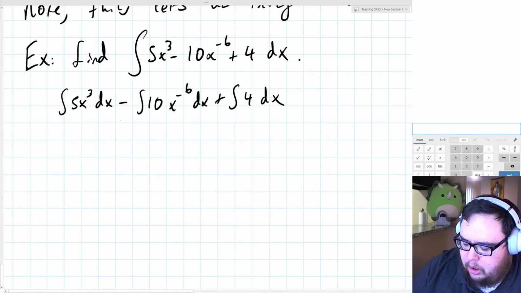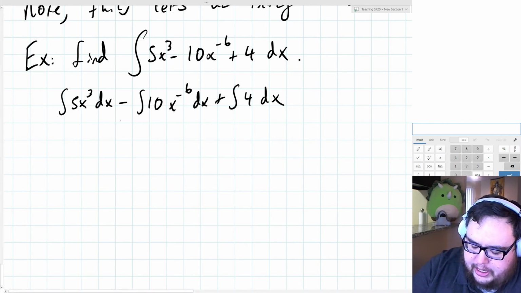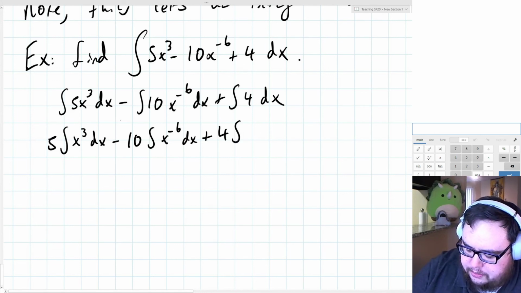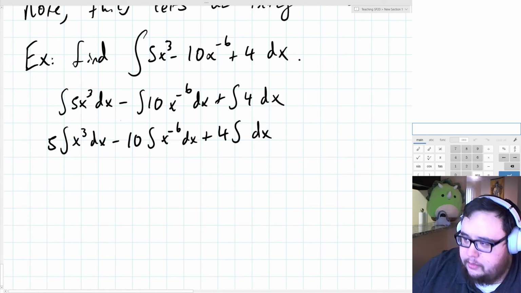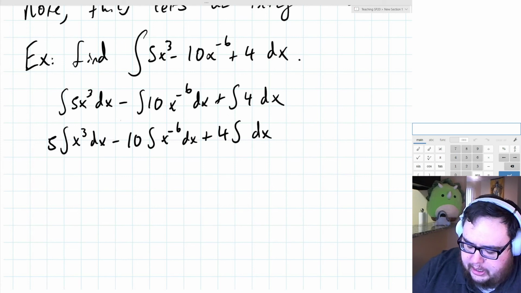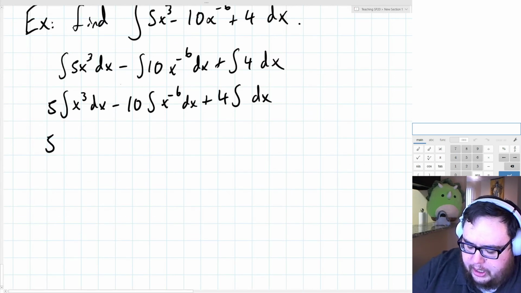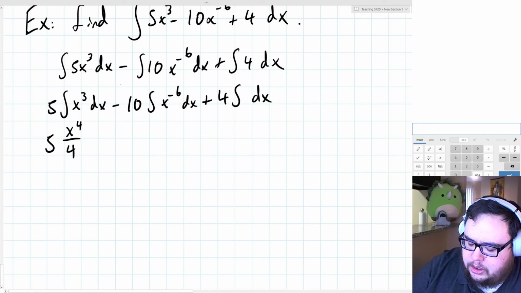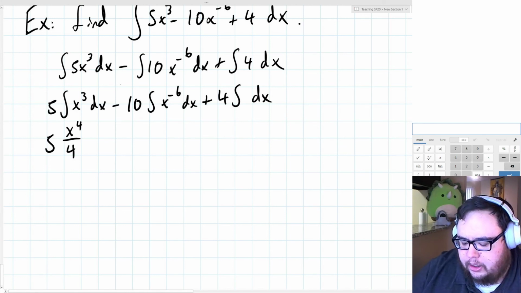And now we can pull out our coefficients as well. So that's 5 times the integral of x cubed dx minus 10 times the integral of x to the negative 6 dx plus 4 times the integral of dx. And now it's just a matter of applying power rules, right? That is 5 times x to the 4th over 4. I'm not going to write my constants right now. I'm just going to collect them all at the end.